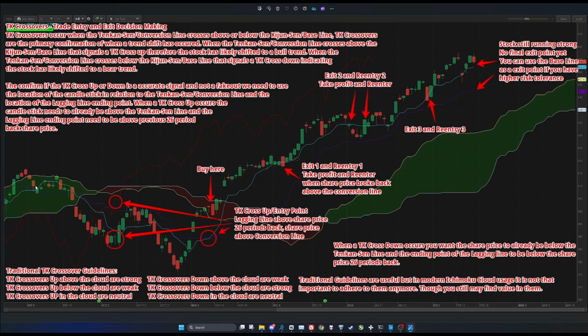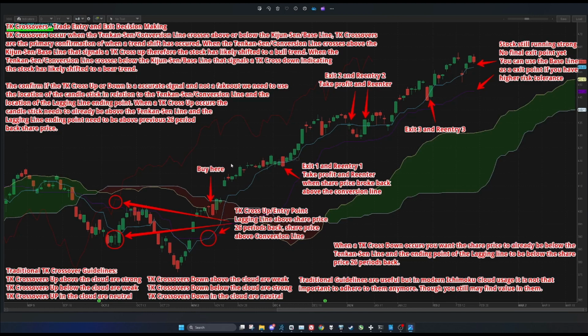So it's kind of a toss-up, 50-50 if you would take the trade or not in traditional guidelines. And it's the same concept with TK crossovers to the downside. When you have a TK crossover to the downside happen beneath the cloud, that means it's going to be a strong signal for a trend shift to the downside. And if you have a TK crossover inside the cloud, it's going to be a neutral trend shift. So the neutral signal, it's a 50-50 toss-up if it's going to be going up or down.